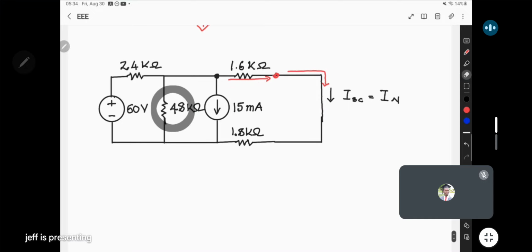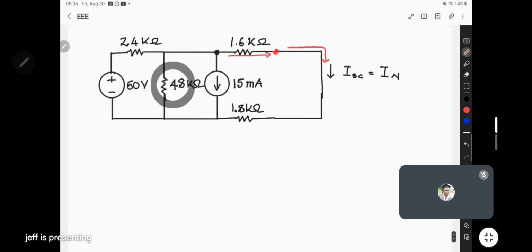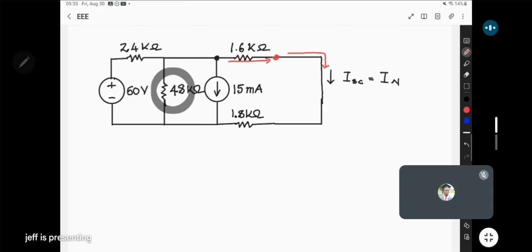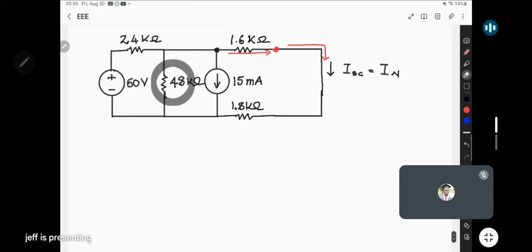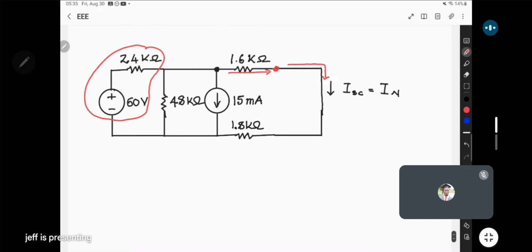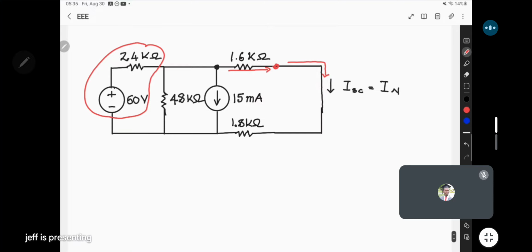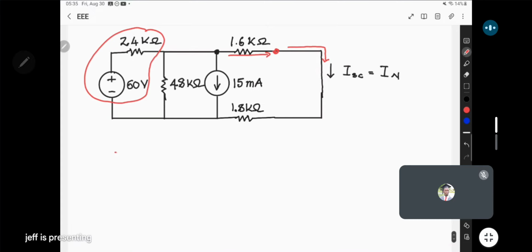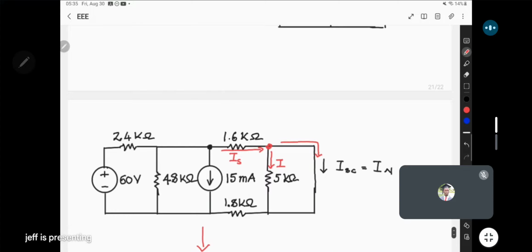So for this circuit now, we want to find the current that goes towards this end. How do we do that? To understand what the Norton current is going to be, we can source transform this part, so that we express it in terms of current and resistance. As a current source, this is going to be the voltage, 60 volts, divided by 24 kilo ohms.